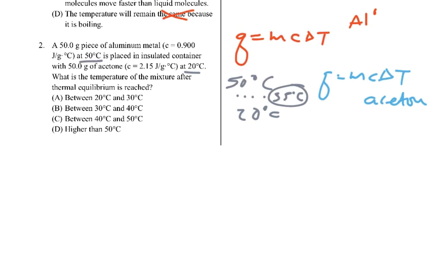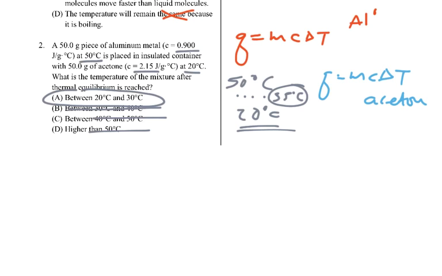Now that would be if both of those substances were equally good at absorbing and releasing heat, the same specific heat, but they're not. The aluminum is only 0.9, and the acetone's 2.5, so it's going to be much, much closer to the acetone side. So it's going to be higher than 20, but not nearly up to 35. So it's not between 40 and 50, or higher than 50. We know the answer here is going to be between 20 and 30.